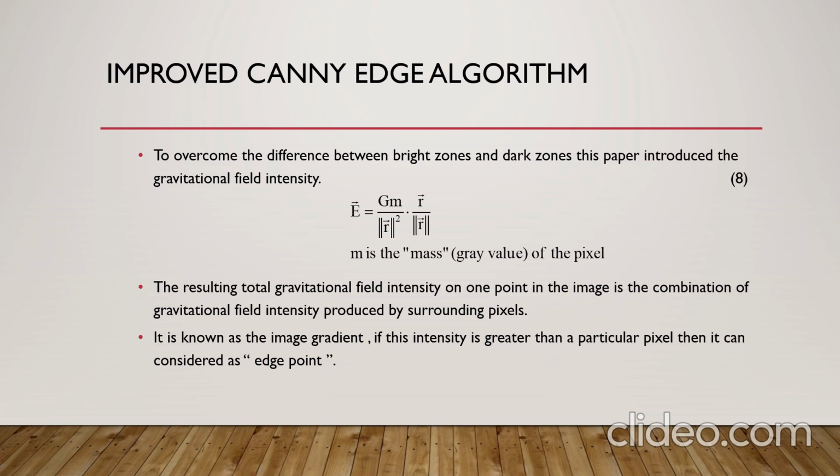The total gravitational field intensity on one point in the image is a combination of gravitational field intensity produced by surrounding pixels. It is known as the image gradient. If this intensity is greater than particular pixel value, then it will be considered as edge point.